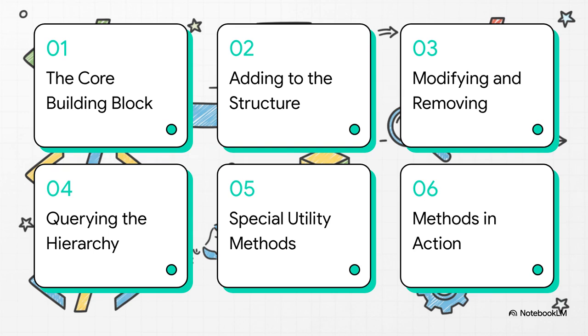So, here's the game plan. First, we'll get a solid handle on what AbstractHtml actually is. Then, we're going to jump into the fun stuff: how to add elements, change things up, and even find what you're looking for. We'll even check out some really cool utility methods. And to wrap it all up, we'll look at a real-world code example to see how all these pieces fit together. Sound good? Let's go.